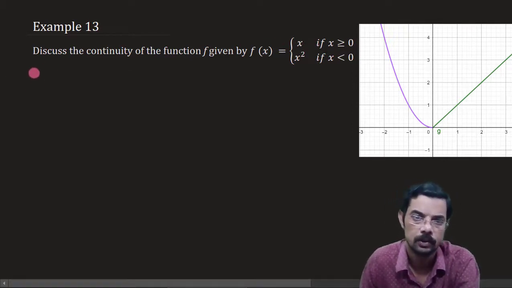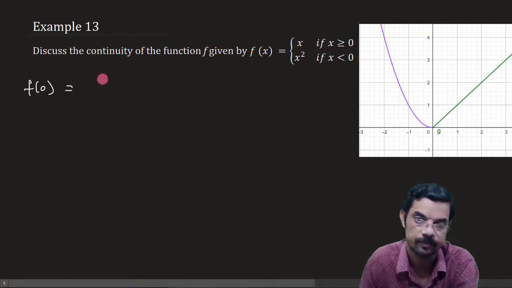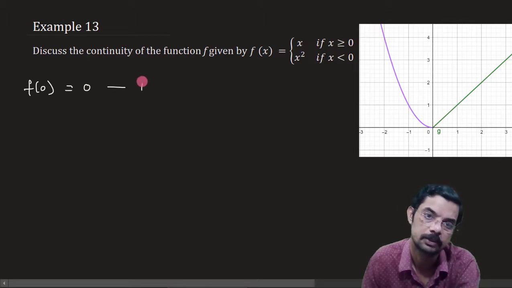Okay, so f of 0. What is f of 0? f of 0 is defined as x. When x equal to 0, f of x is defined as x, so therefore it is equal to 0 clearly. So this first part is done.